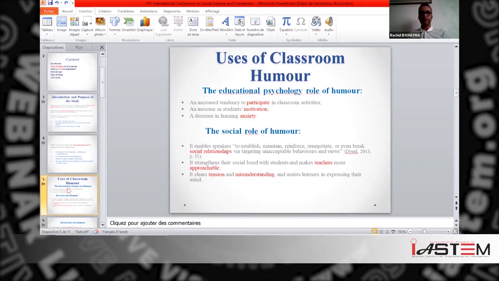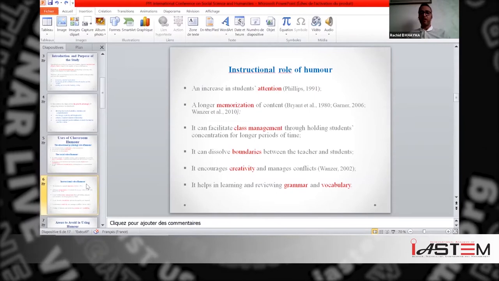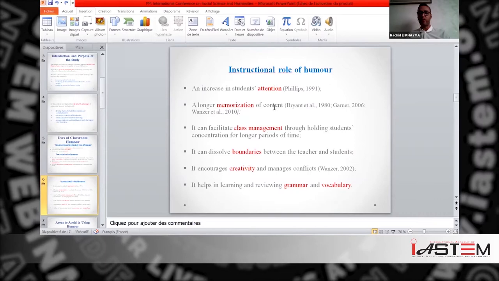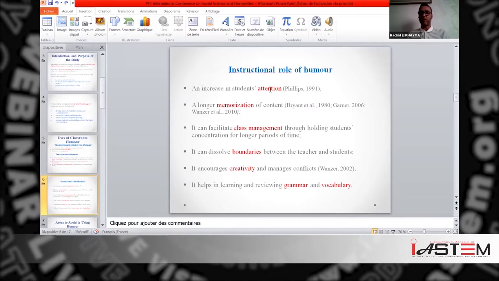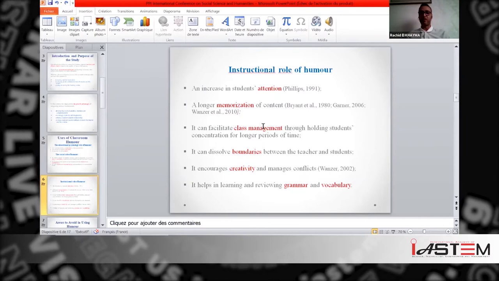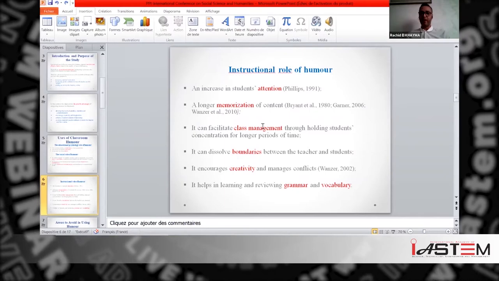Another use of humor in the classroom for teaching and learning purposes is the instructional role of humor. So we use humor for what? We use humor to attract students' attention. We use humor to help students memorize more information in the classroom. We use humor to manage the class better.